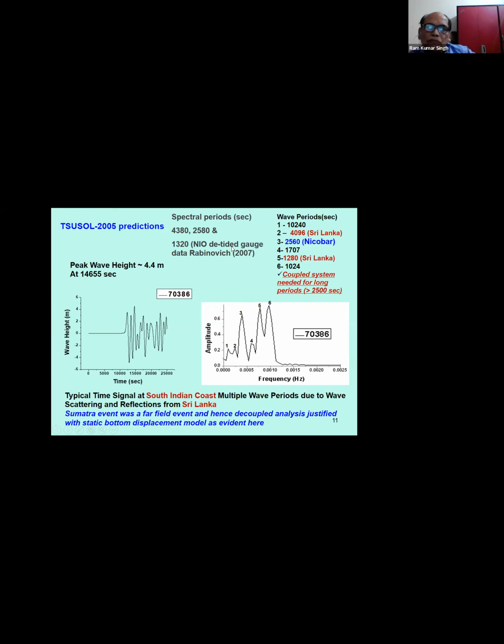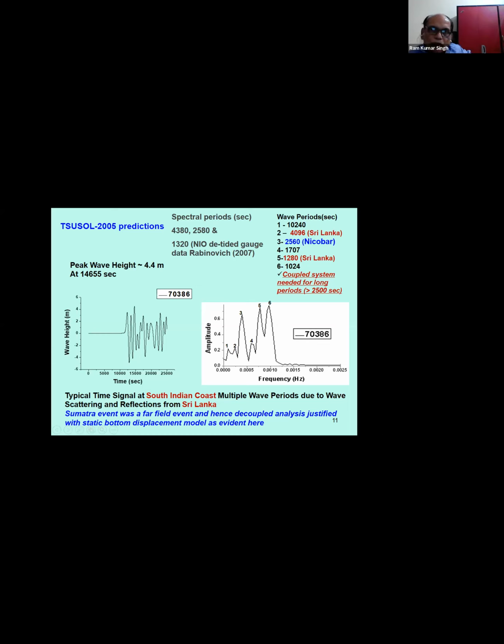But to our satisfaction, we could see that the different wave periods that we computed after taking these signals were consistent with the detided gauge data, because these were tide gauges, and for the tsunami wave we have to detide the data, so some filtering is required, and that was done by this one gentleman, Rabinovich, in 2007. And particularly if you see some reflections which are taking place from the Sri Lankan coast or the Nicobar Island, in that case also these results were available.